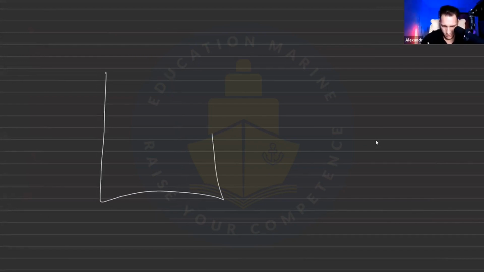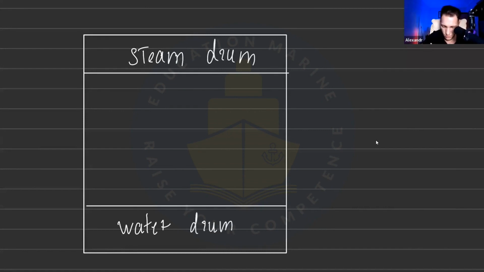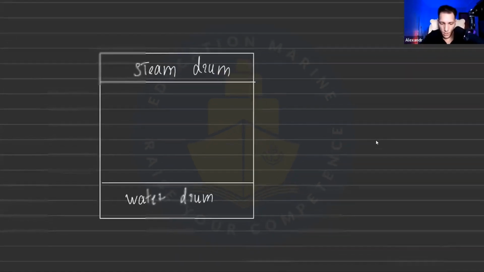Oh, no. I'm not a good artist to draw. You like that? Okay. So this is our boiler. At the top, here, we have our steam drum. At the bottom, we have our water drum. I think that's simple.